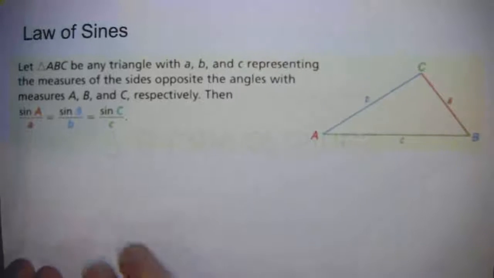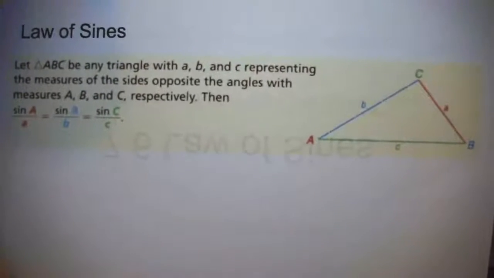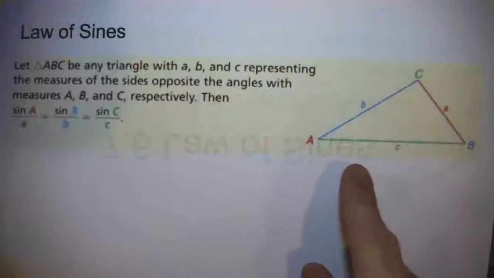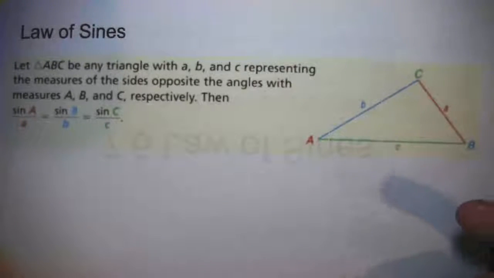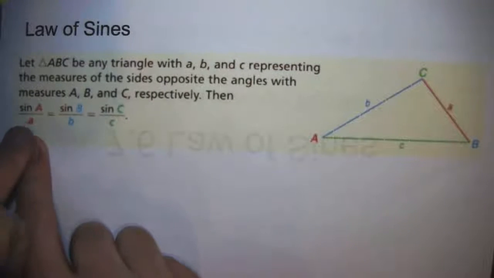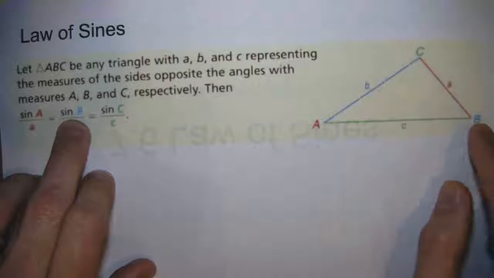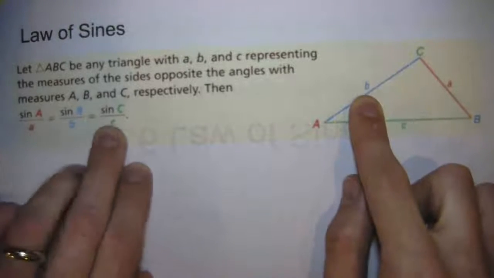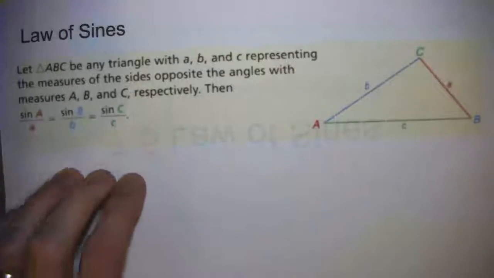If we've got a triangle, any triangle will work, but specifically we'll use it with non-right triangles, though it would work with a right triangle as well. If we've got A, B, C as sides opposite their angles with the same name, then what it allows us to do is create this ratio where the sine of angle A over side A is equivalent to the sine of angle B over side B, as well as the sine of angle C over side C. So it creates this proportion.